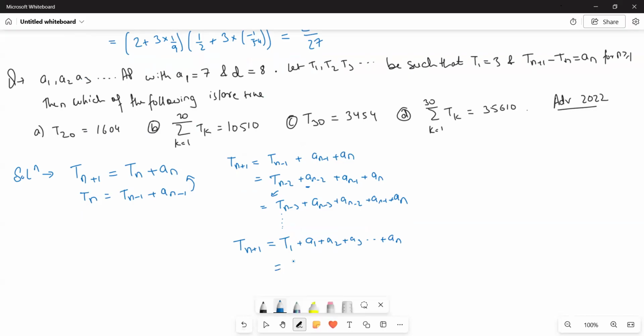T1 का वैल्यू क्या गिवन है, 3. एंड A1, A2, A3, An, इसका वैल्यू क्या हो जाएगा? So this is like sum of n terms in an AP. N by 2 into 2a, 14, plus n minus 1 d, 8.